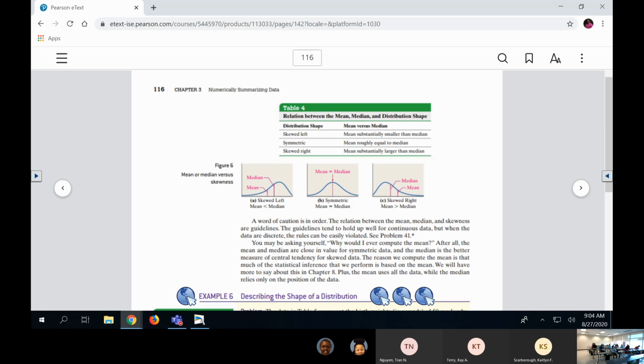And then what do you do? Or your mean, I'm sorry. And then you look at the median. If the median is to the right, then it's skewed left. If the median is to the left, it's skewed right. If the median and the mean are very close together, then you have a normal curve. Very important right here. Not because of a test question, but because you need to know why something is skewed right or left. And that's because the mean is greater or less than the median.